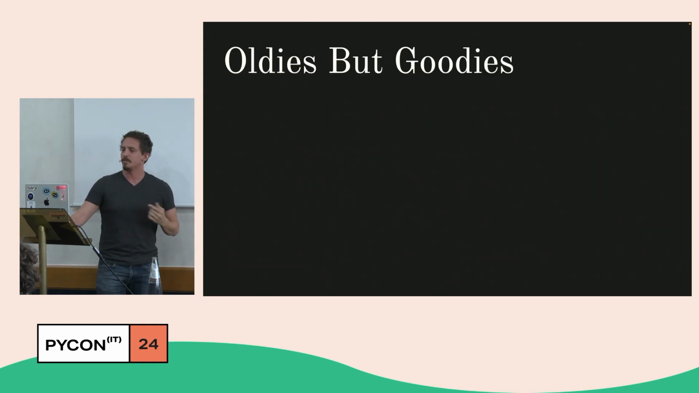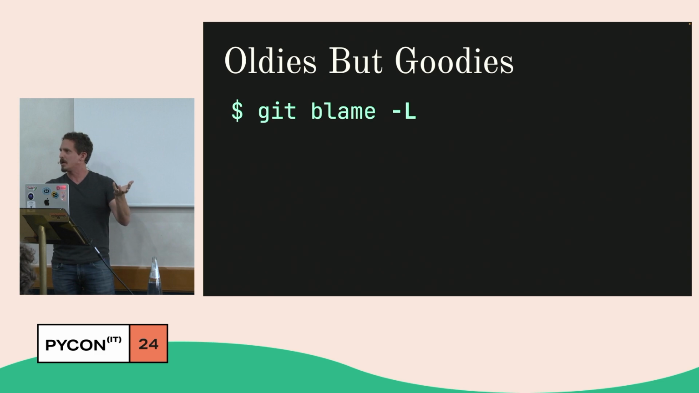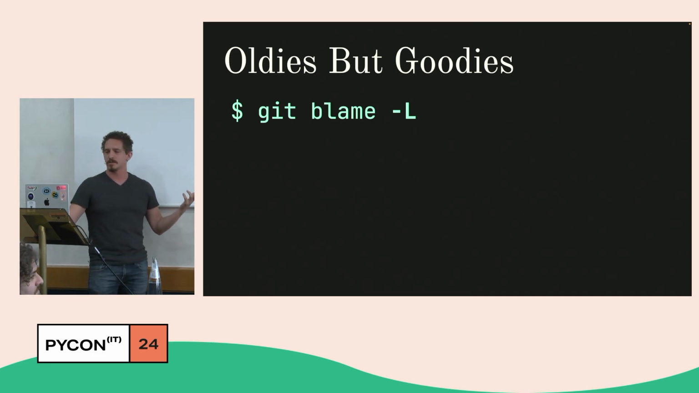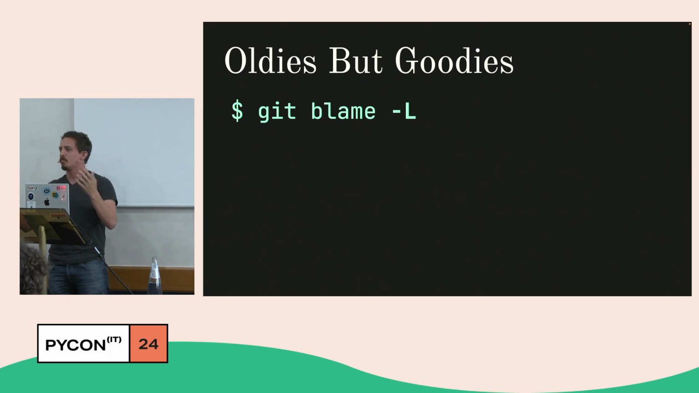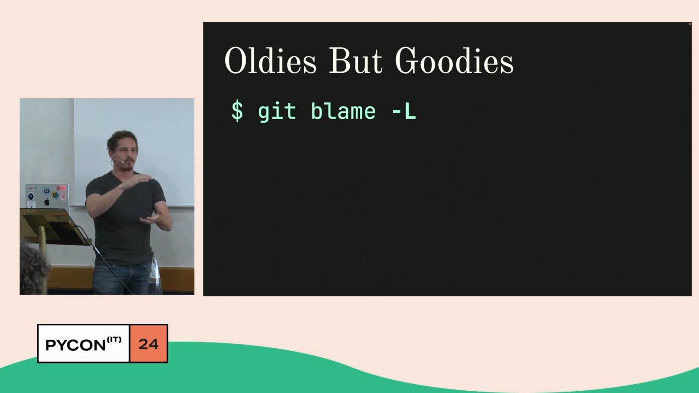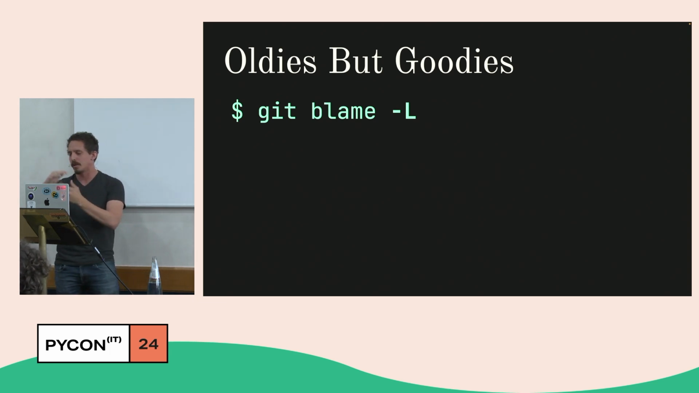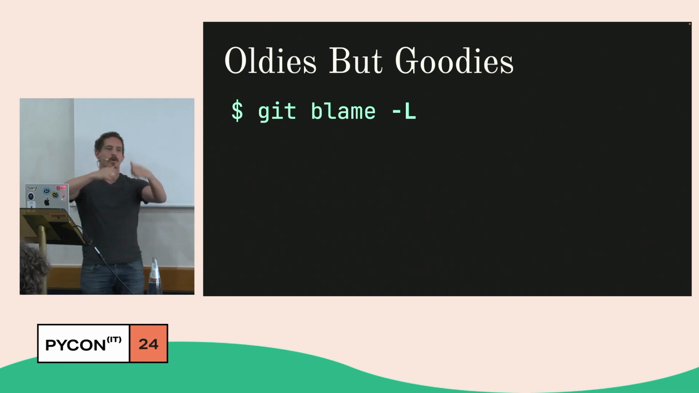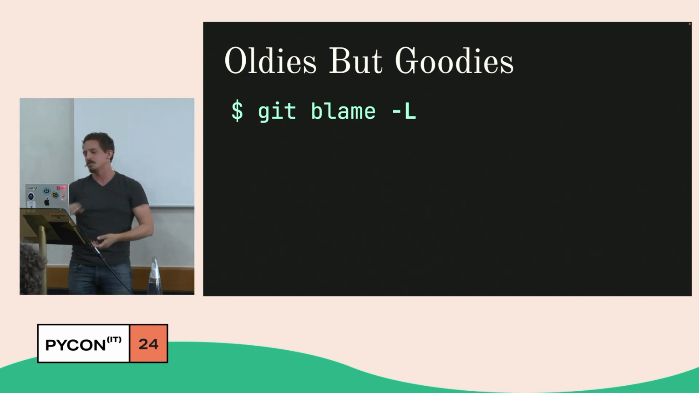Okay, oldies but goodies, a bunch of stuff that Git has done for a long time. One is git blame. How many of you use git blame? I blame files all the time. You can run -L, which limits the scope of what it blames to a certain section of the file, a certain line range or certain function. So you don't have to blame the whole file. You can say, I just want to blame this particular thing.